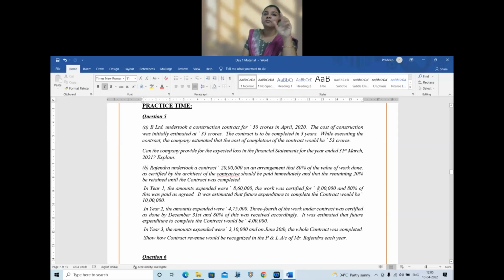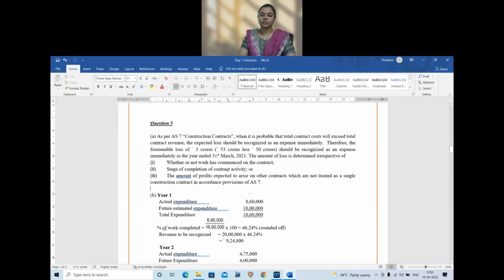Work certified of 8 lakhs, of which 80% is received. Future expenditure is 10 lakhs. So what is the total cost? 8,60,000 plus 10 lakhs, which is 18,60,000. Is it exceeding 20 lakhs? No. So we need not recognize the total loss. Safe. So now let us go to the answer for year 1.